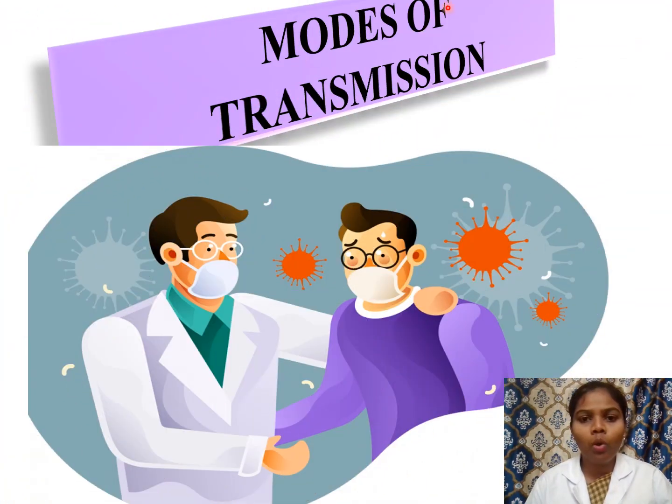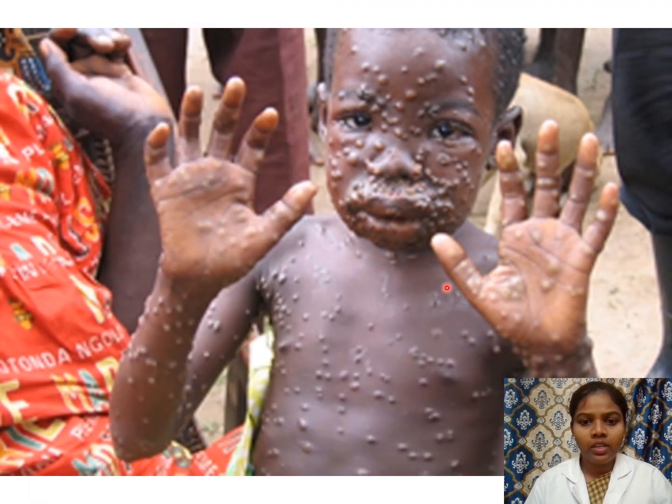Next, coming to the modes of transmission of monkeypox disease. How and what are the modes for transmitting this virus from person to person or from animal to a human? Here we can see a case of monkeypox in a child. We can here witness this rash. They are pus-filled blister-like structures, and they are deeply seated inside the dermis of the skin.